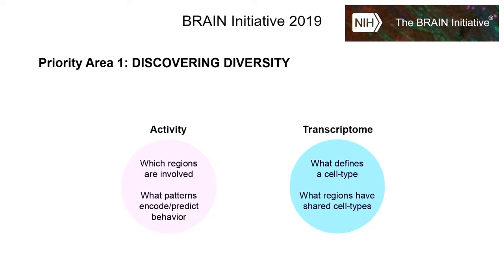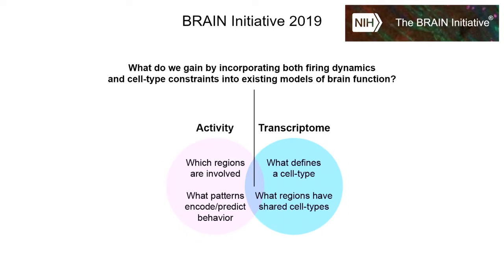On the other hand, you can think about diversity in terms of gene expression. Again, we've heard this question posed again and again: what defines a cell type? Also, one thing I'm interested in is what regions across the brain have shared cell types. And so the question has been posed: what do we actually gain from incorporating both firing dynamics and transcriptional and cell type constraints into existing models of brain function?